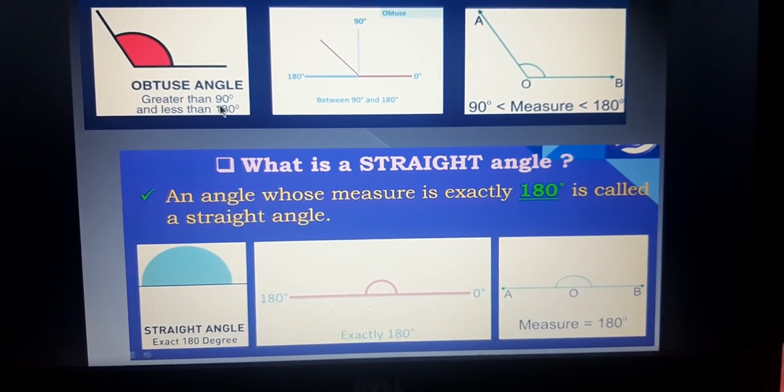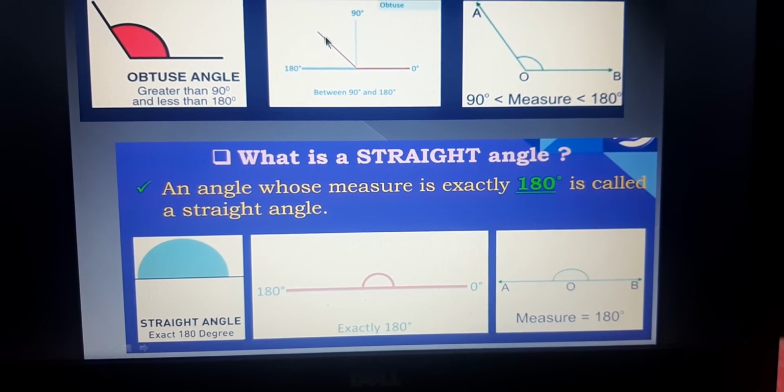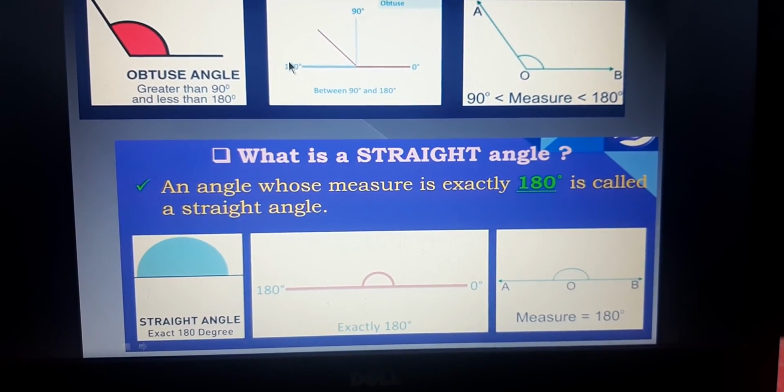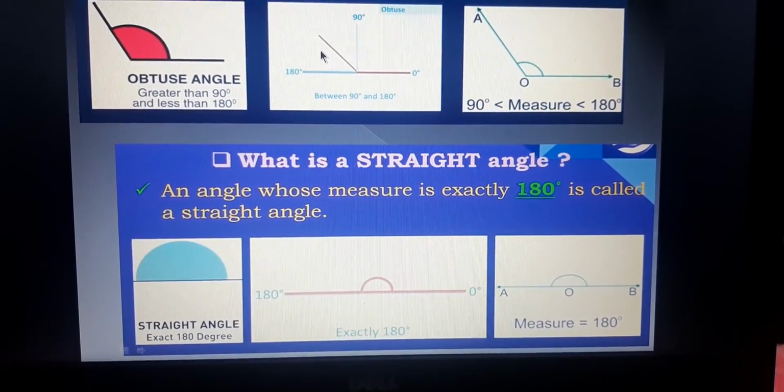Whereas between 0 and 180, that is, 90 to 180, is called an obtuse angle.